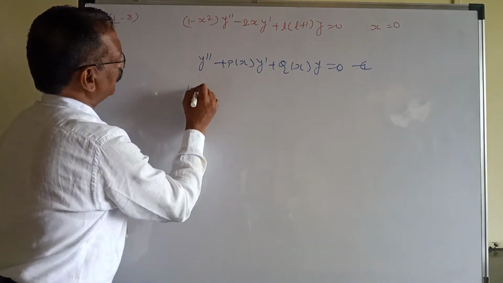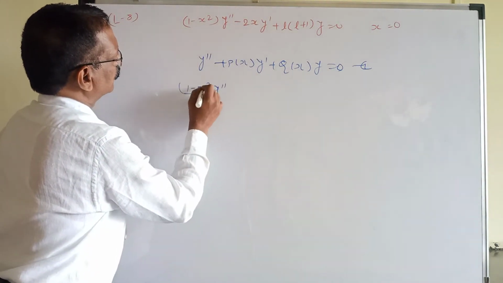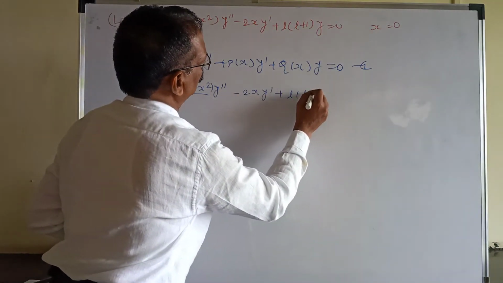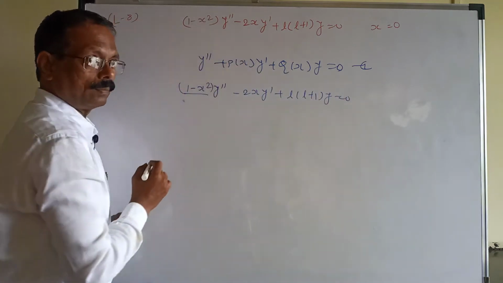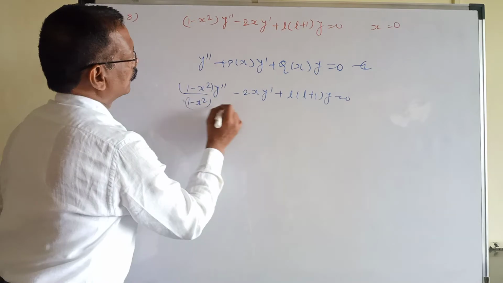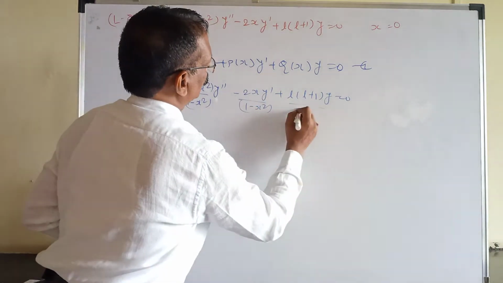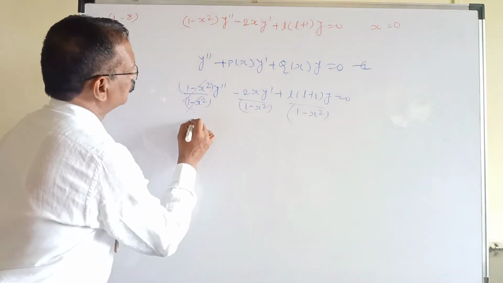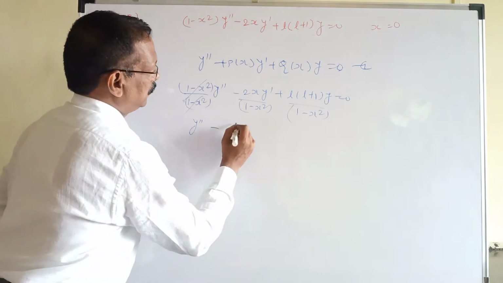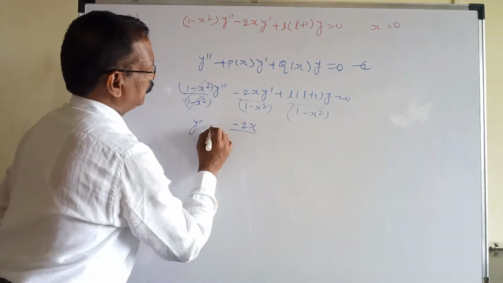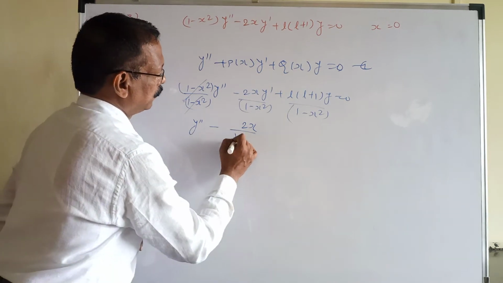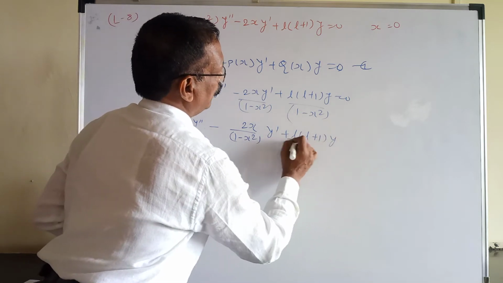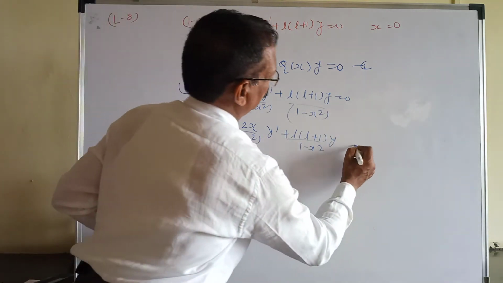So here we can write 1 minus x square y double dash minus twice x y dash plus l into l plus 1 into y is equal to 0. So divide by 1 minus x square. Here is 1 minus x square, here is 1 minus x square, here is also 1 minus x square. So this 1 minus x square gets cancelled with 1 minus x square. We get y double dash minus twice x upon 1 minus x square into y dash plus l into l plus 1 into y upon 1 minus x square. So this is equation number 2.